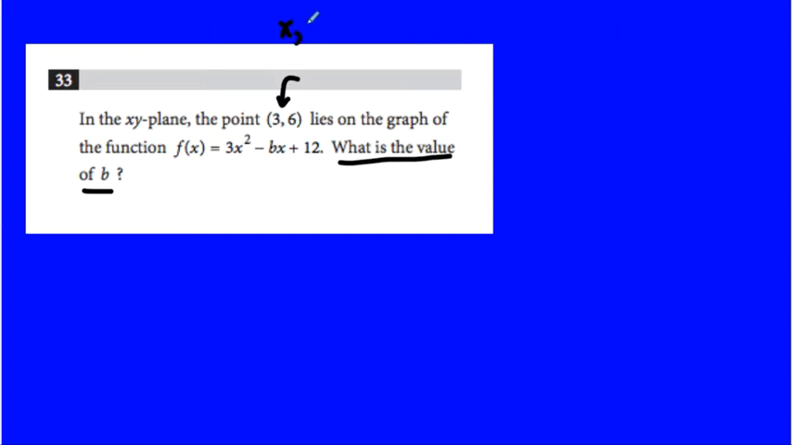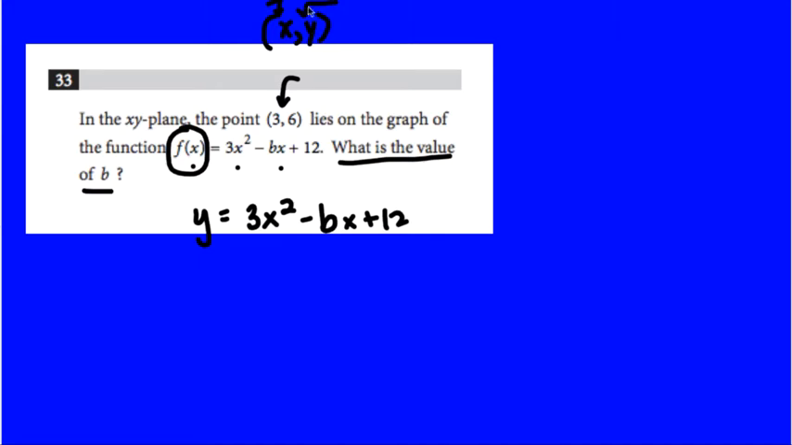Remember, a coordinate point is an xy coordinate point with x being the inputs and y being the outputs. So I see an x in my question here, and here, and even here, but I don't see the y. So I have to look carefully and remember that f of x is just another name for y. So this question really could be written like this. Okay, so I want to take now my 3 and my 6, plug them in for x and y, and solve for b, okay?